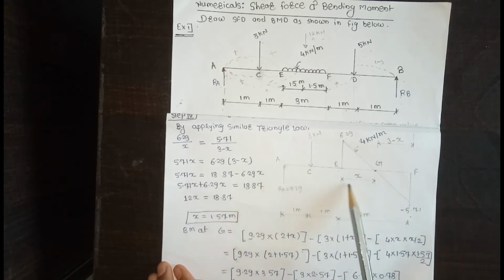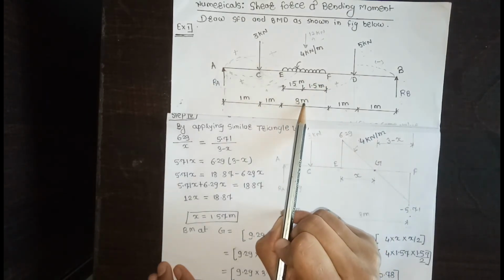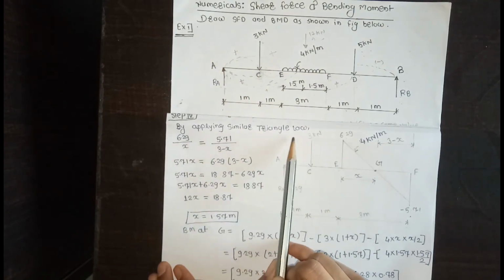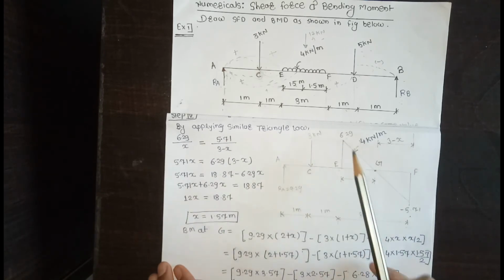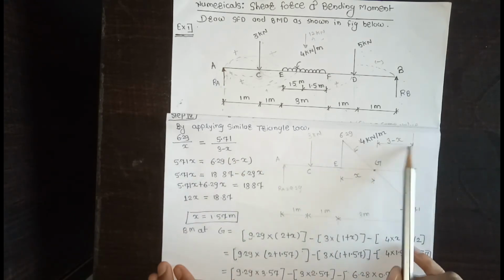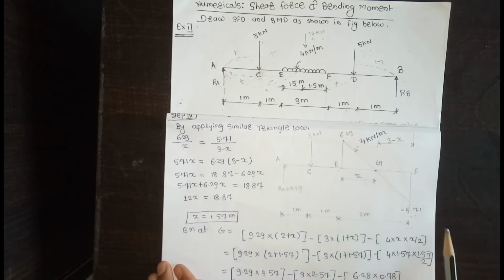Then by applying the similar triangle law, the upper value is 6.29 and the lower value is 5.71. Suppose the distance from point E to G is x, and the total span of the UDL, E to F, is 3 meter. So by applying the similar triangle law, 6.29 divided by x is equal to 5.71 divided by 3 minus x. Then by cross multiplication, we calculate x is equal to 1.57 meter.